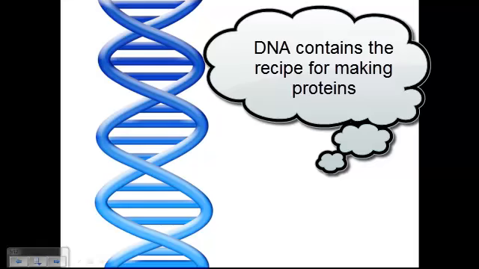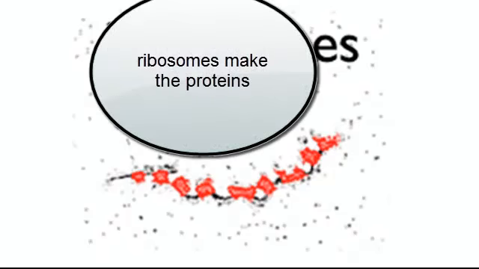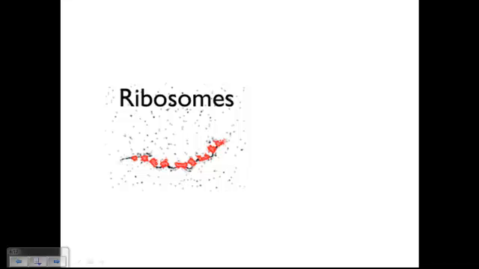All right? Now, what makes the protein? These things. Outside of the nucleus are little ribosomes all over the place. They are your protein makers. They will take the recipe from DNA, they will decode it, and they will essentially make the cake from that recipe. They make the protein.